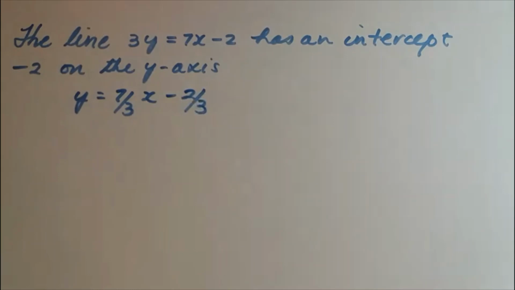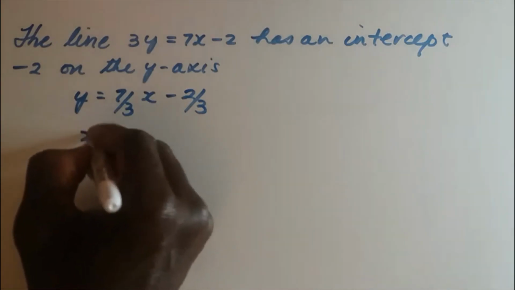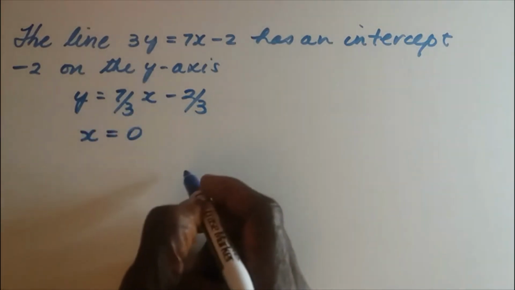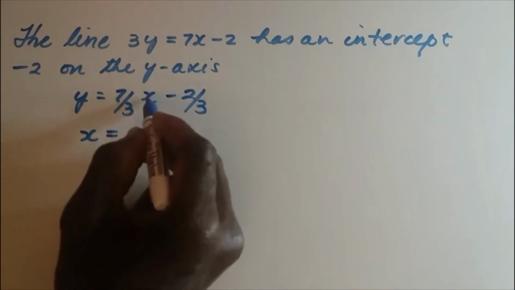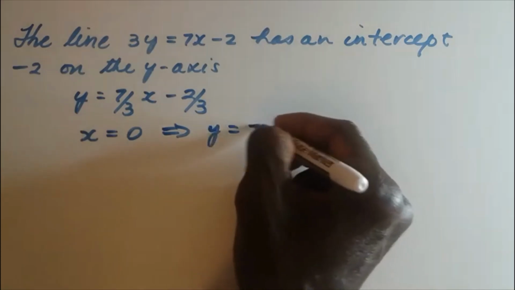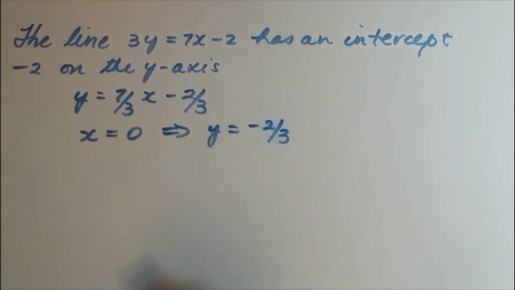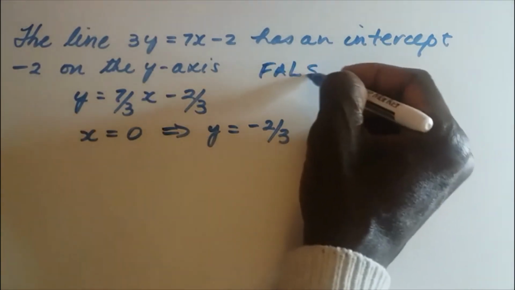Now to find the intercept on the y-axis, we set x equal to 0, so this becomes 0, and y is equal to minus 2 over 3. So our y-intercept is minus 2 over 3, which clearly makes this statement false.